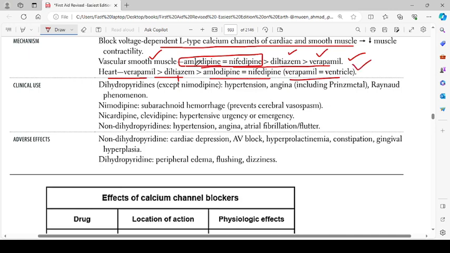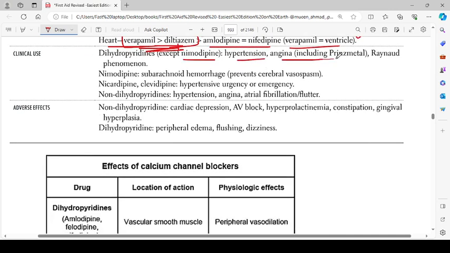So these are dihydropyridine calcium channel blockers, amlodipine and nifedipine, and verapamil and diltiazem are non-dihydropyridine calcium channel blockers. Do you remember which of them are favorable in hypertrophic obstructive cardiomyopathy? These are verapamil and diltiazem, which are non-dihydropyridine calcium channel blockers. Okay, the clinical use: dihydropyridines except nimodipine are used for hypertension, angina, including Prinzmetal and Raynaud phenomena. Nimodipine is specifically used for subarachnoid hemorrhage because it prevents the cerebral vasospasm.